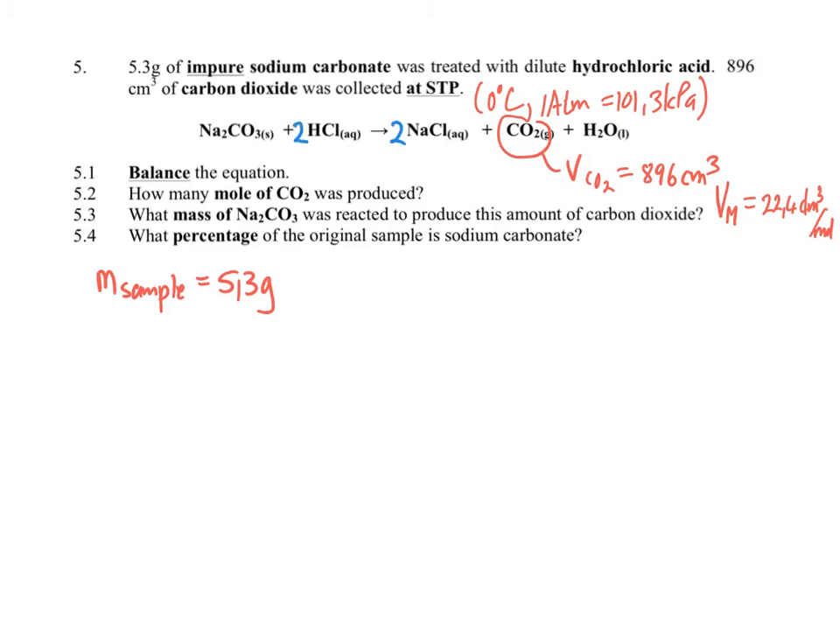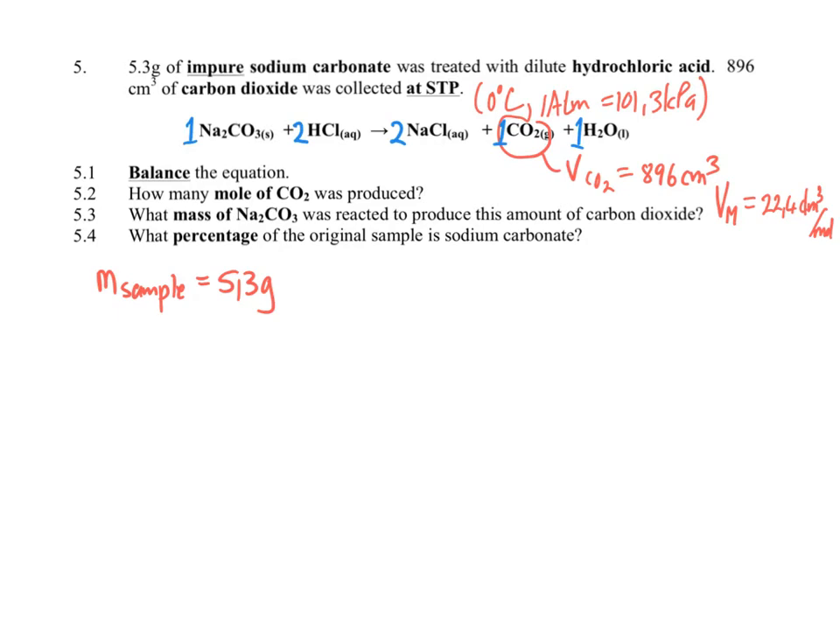Thank you. So the balanced chemical equation is 1 Na2CO3 must react with 2 HCl's to produce 2 sodium chlorides and 1 CO2 plus 1 water. So that is the molar ratio, 1:2:2:1:1. So we are going to need this molar ratio in our molar calculations.